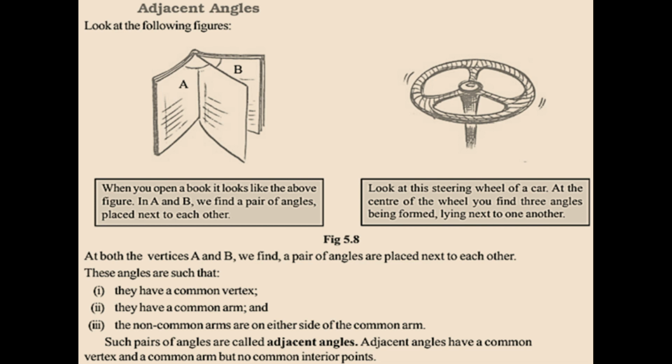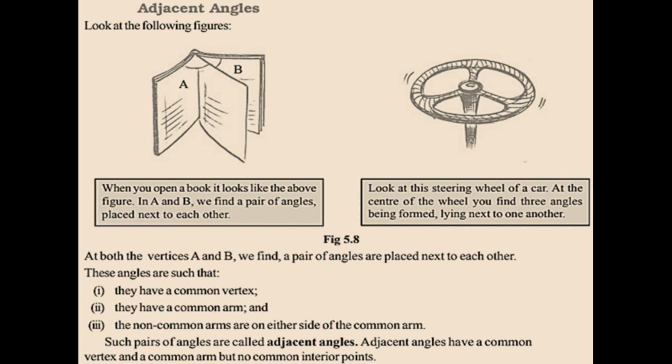Now we will see some examples of adjacent angles. Look at the following figures. You see the first figure. When you open a book, it looks like the above figure. Are you getting it or not? In A and B, we find a pair of angles placed next to each other, just nearby two angles, that is A and B. See the figure. Okay, here the adjacent angles are formed.